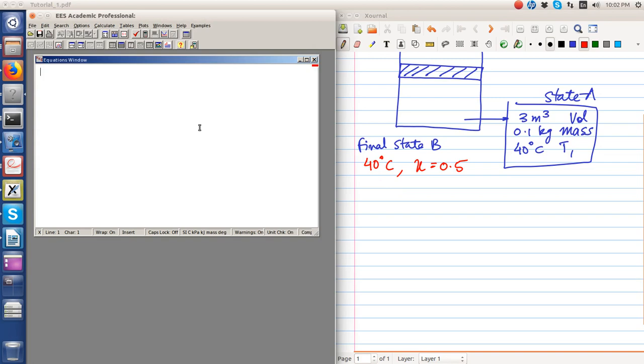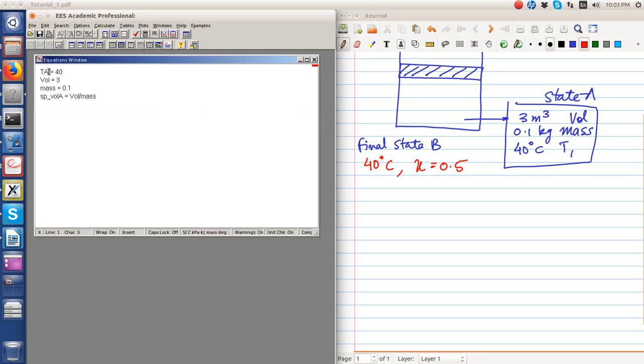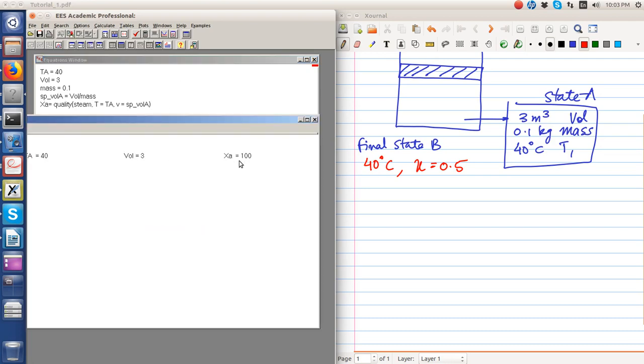Let us first make a judgment as to whether state A is superheated or something else. So TA is equal to 40, and the specific volume at A is equal to the volume divided by the mass, where the volume is equal to 3 and the mass is equal to 0.1. Okay, so we have this. So x at A equal to quality of steam, T equal to TA, and V equal to specific volume A. So xA is equal to 100, which indicates that the initial state is superheated vapor.